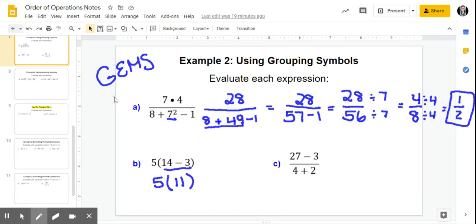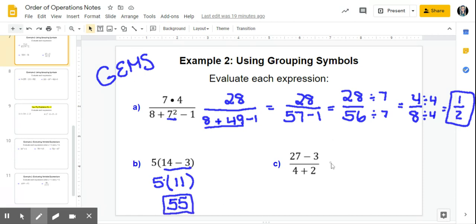Grouping symbols are done. Now I'm going to look for exponents. I do not have any exponents. Now I'm going to look for any multiplication or division. And I do have multiplication here. Remember, when you have two numbers that are only separated by parentheses, it's implied that you're going to multiply those two numbers. So 5 times 11 just gives me 55.